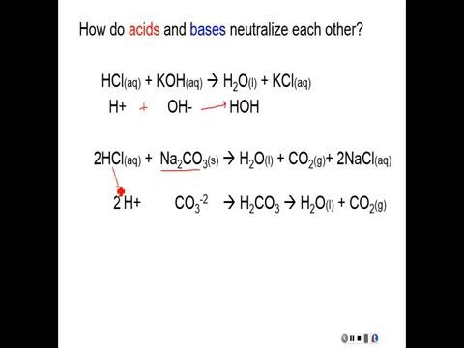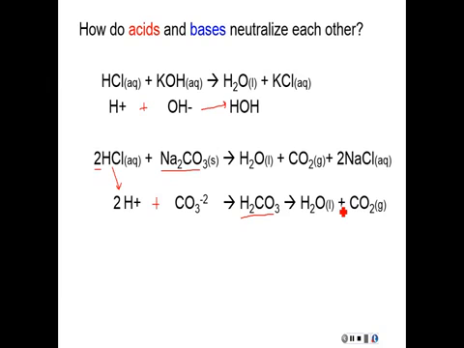From the acid, we get hydrogen ions. We get two of those. You notice the two in front. From the sodium carbonate, we get the carbonate ions. Now these guys can combine together to form H2CO3, which is actually a very weak acid. And this thing breaks up quickly into water and CO2. So that's why at the end of the reaction, we just have water and carbon dioxide. We have a neutral solution.